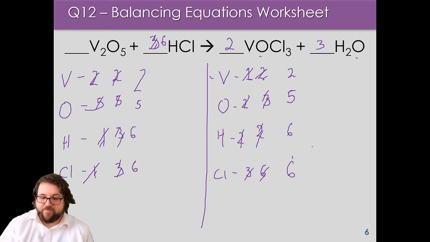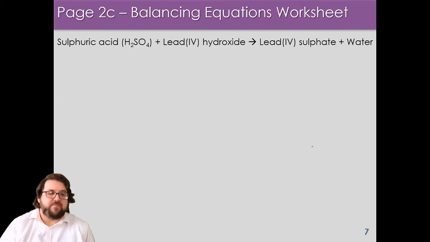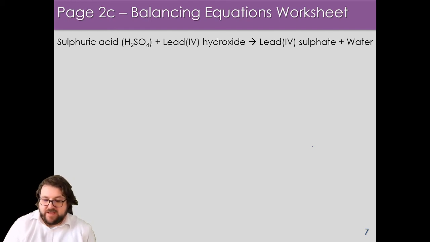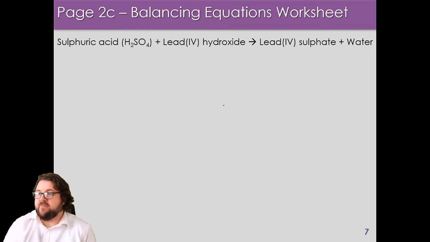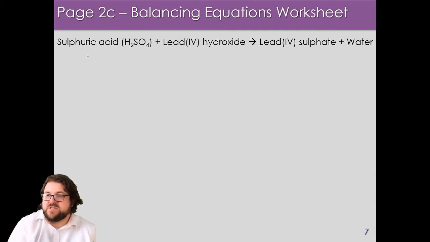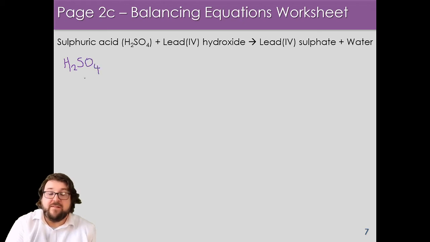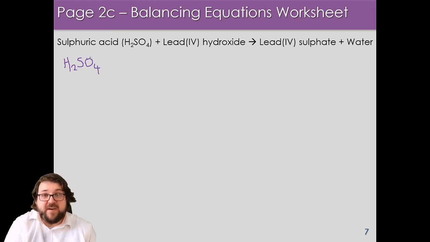Finally, let's look at the second page here where it gives us word equations that we have to transfer into written equations. Now, sulfuric acid, you will eventually learn, but that's not until lecture 7. So for now, I've told you that the chemical formula for sulfuric acid is H2SO4. That is the sulfate ion that you've already learnt with 2 hydrogens on it. So we got that. And now lead 4 hydroxide.